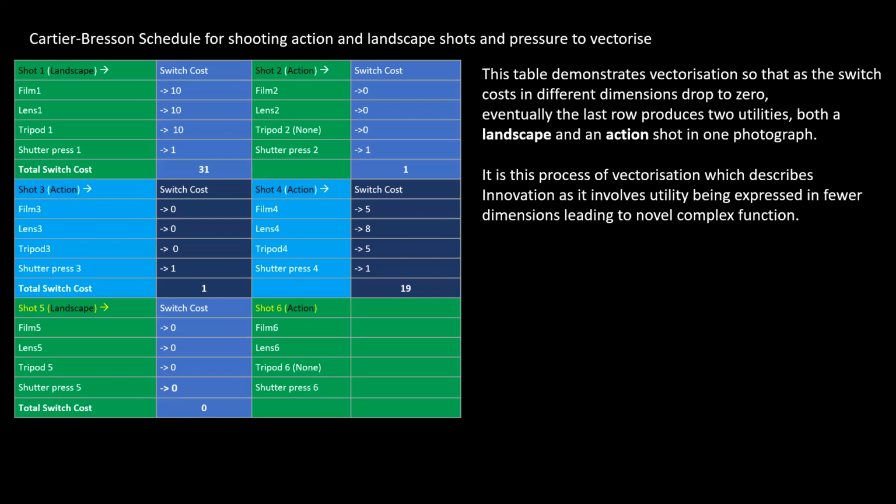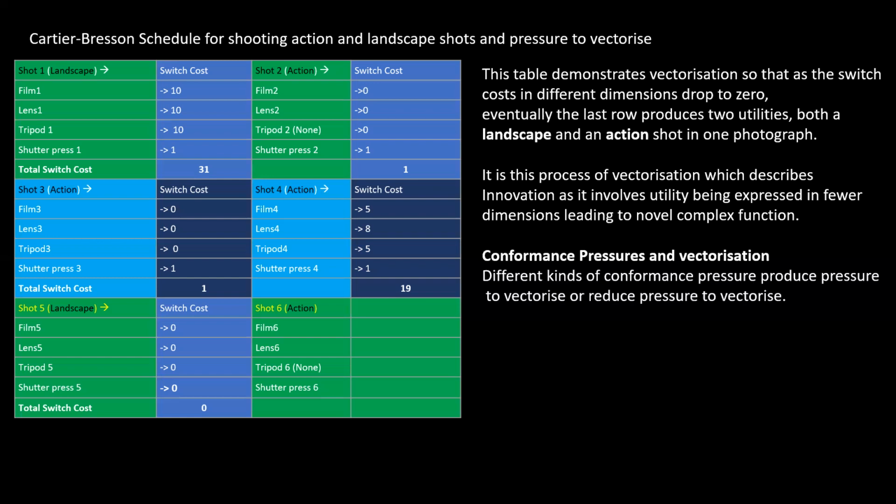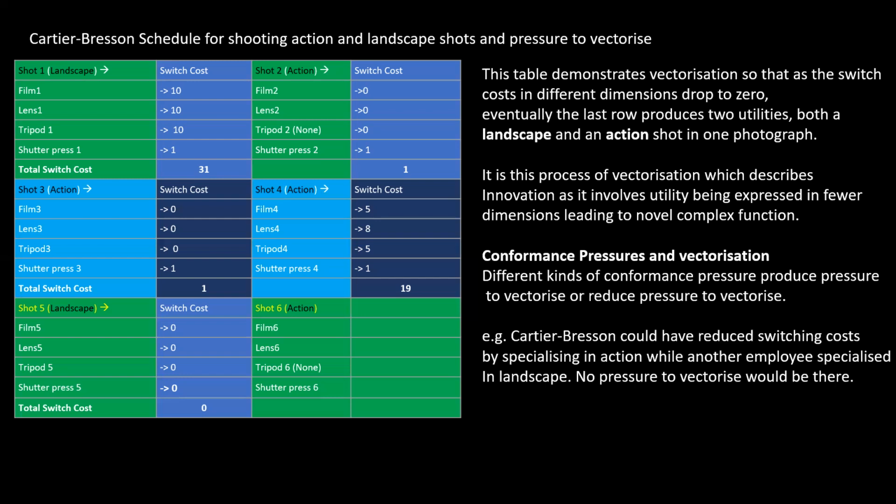So this is the idea. This is the idea of using productive codes and vectorization to express novelty and express how innovation actually happens. It's that combination of the pressure to lower the cost of switching between different utilities, and that conformance pressure produces a pressure to vectorize, right? So we can think about this because different kinds of conformance pressure could reduce the need to innovate, to vectorize, right? Because, for example, if Cartier-Bresson just said, you know what, I'm going to hire somebody else to do the landscape shots and I'm just going to do the action shots, then in that way, he's reduced that conformance pressure.